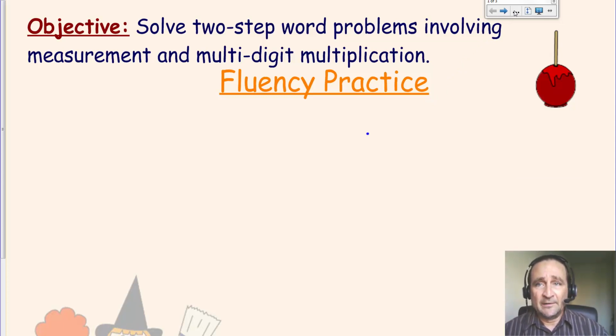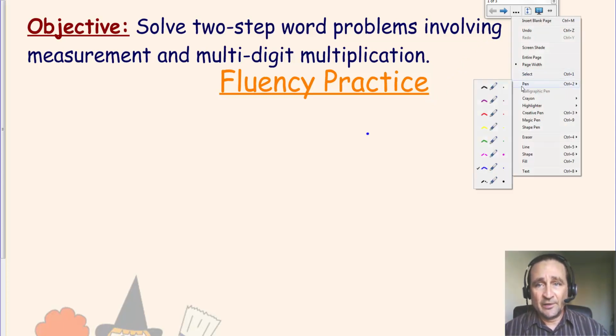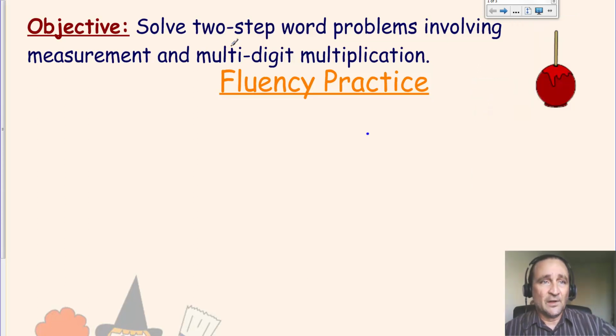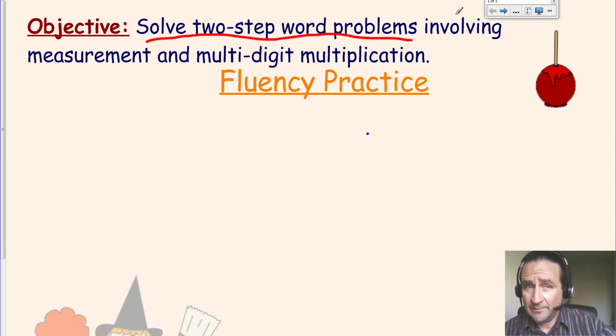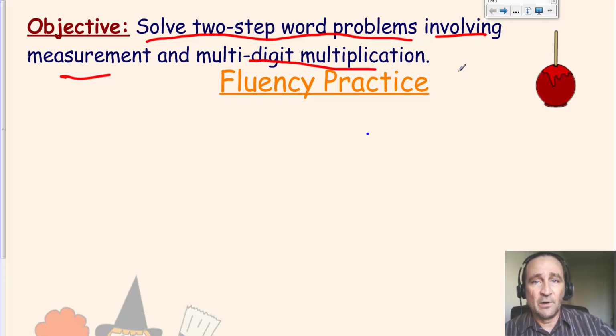Okay. Now, first thing, let's get a good pen here. I like this one. Okay. It says the objective here is we're going to solve a two-step word problem, and it's going to involve measurement and multi-digit multiplication.